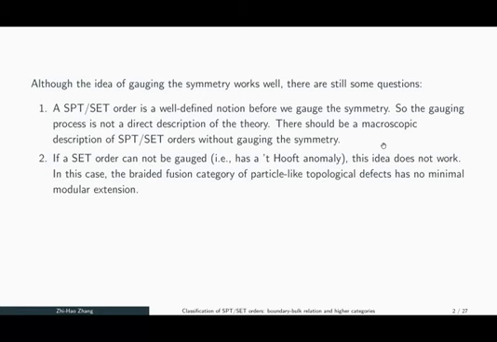Okay. The second point is if an SCT order cannot be gauged, physically we say it has a 't Hooft anomaly, and then this idea does not work. We cannot gauge. And in this case, the pre-fusion category of particle-like topological defects has no minimal modular extensions. And mathematically, we have known some examples.